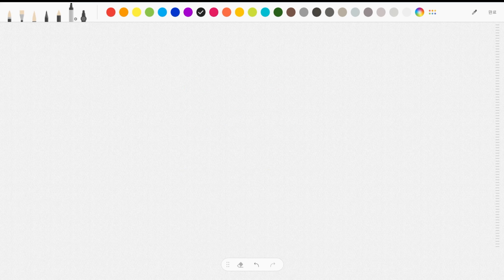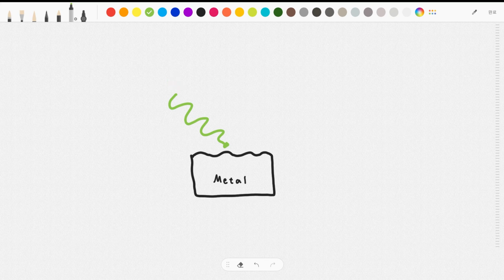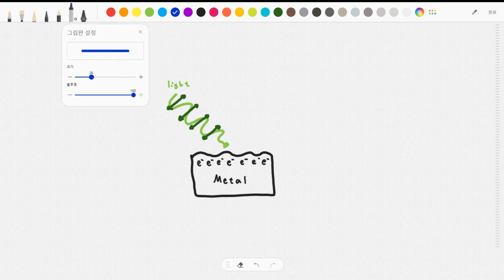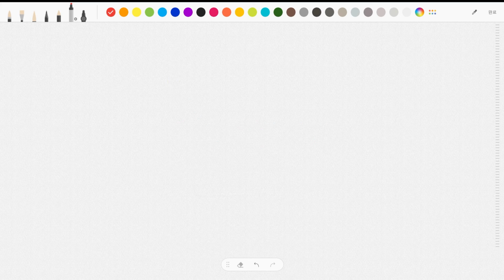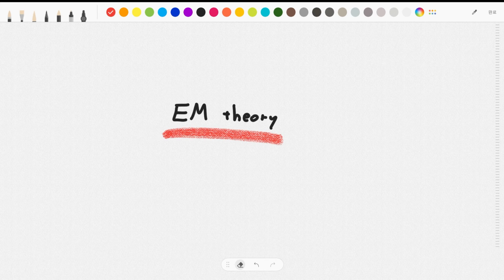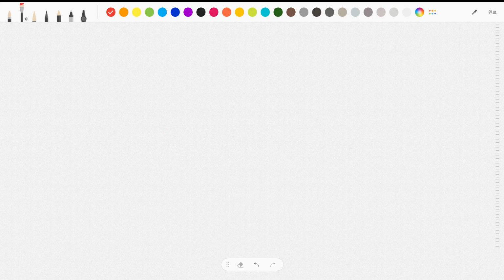Although it is not clarified yet, there are two main theories for SERS. Let's see the first one, the electromagnetic theory. In metal, when an electromagnetic wave comes, collective oscillations of the free electron gas occur along the light wave, called plasmon. It is a kind of quantum of plasma oscillation, as we did in the black body, or like phonon, which is a quantized particle of mechanical vibration.